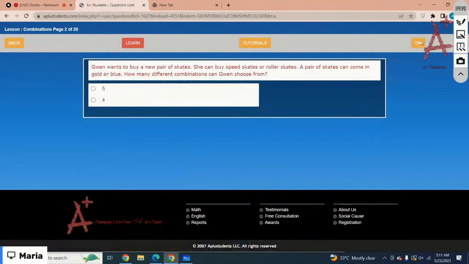Wen wanted to buy a new pair of skates. He can buy speed skates or roller skates. A pair of skates can come in gold or blue. How many different combinations can Wen choose from?